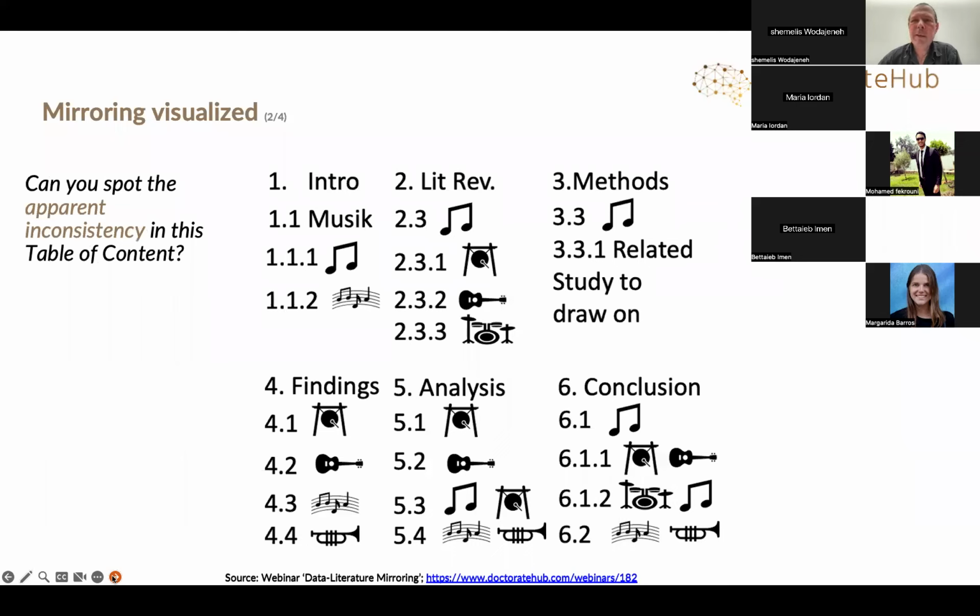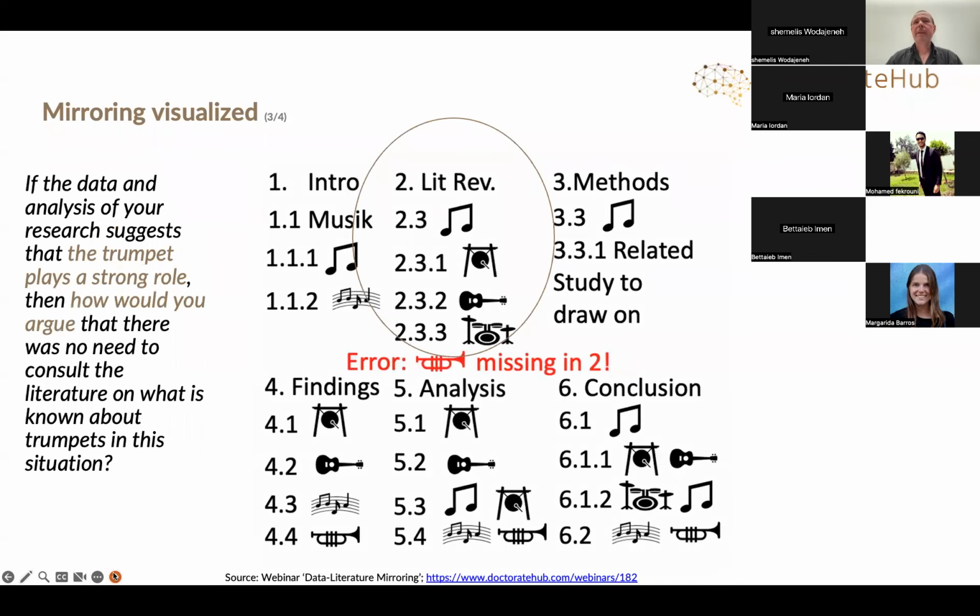Now let's look into this table of contents. Do you spot and find an inconsistency in the table of contents, something that doesn't look right? Let's give it 3, 4, 5 seconds. Try and find it. So, if you haven't spotted it, there's a trumpet missing, right? So why is there a trumpet missing? Can you tell?